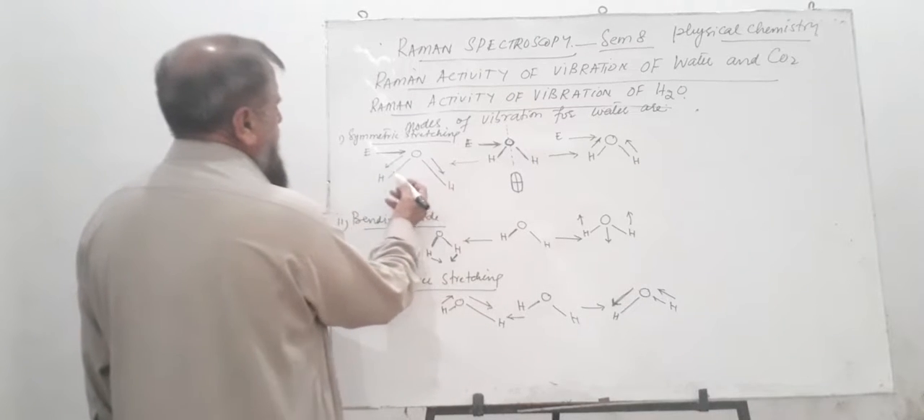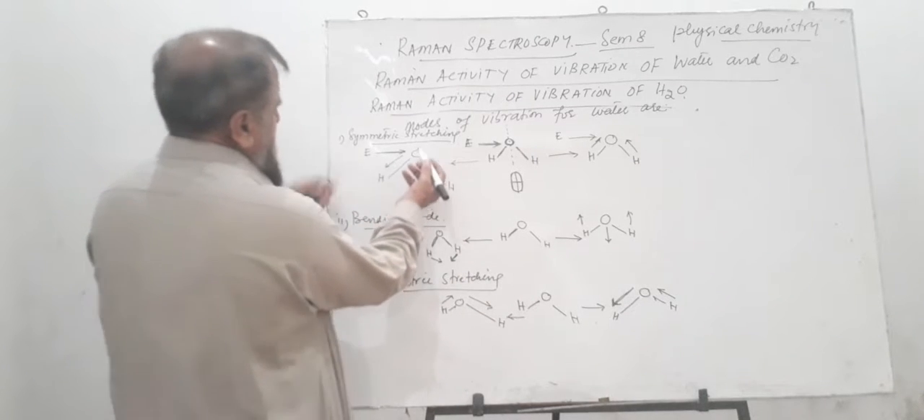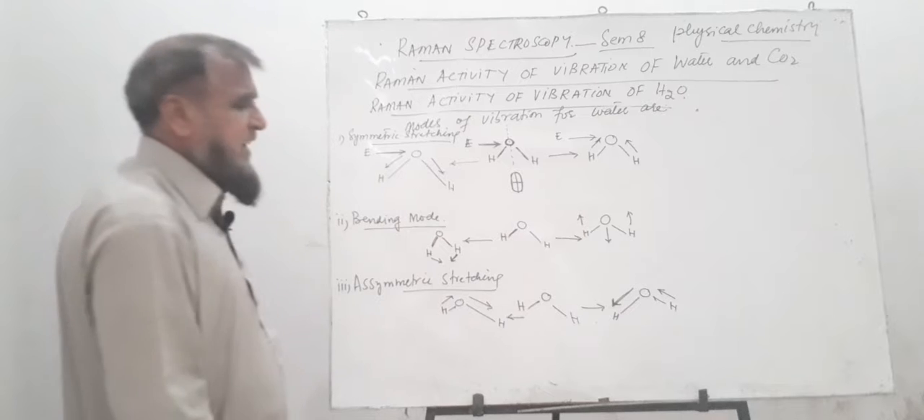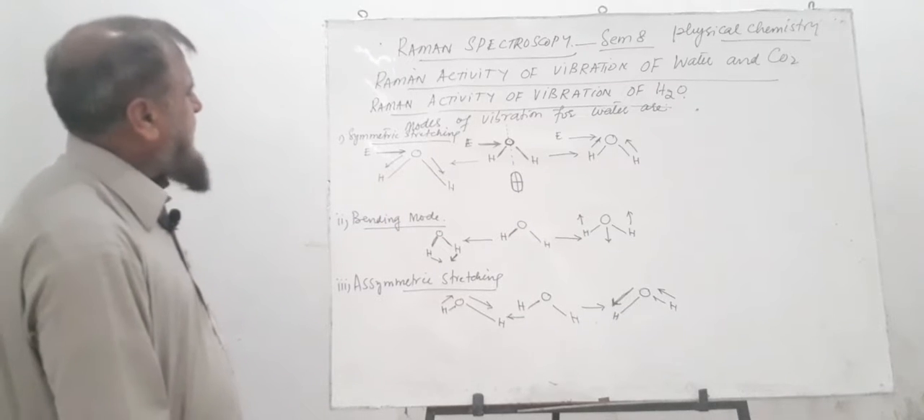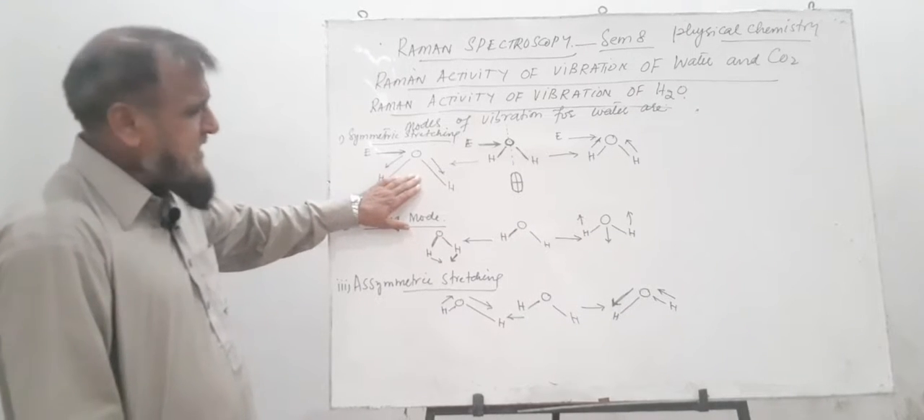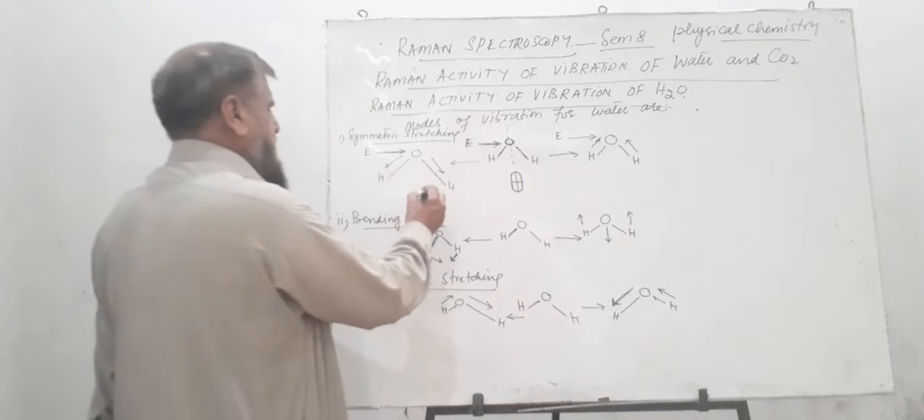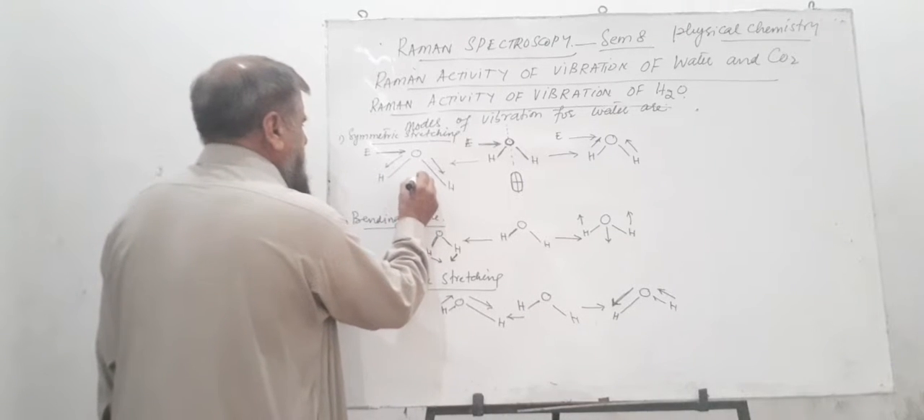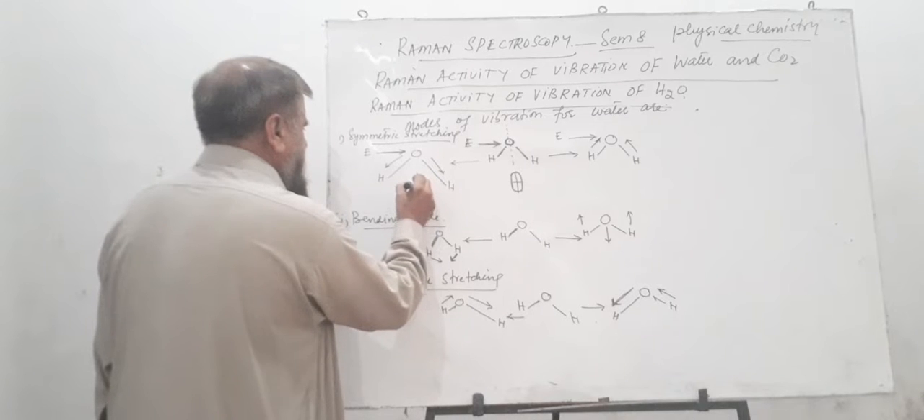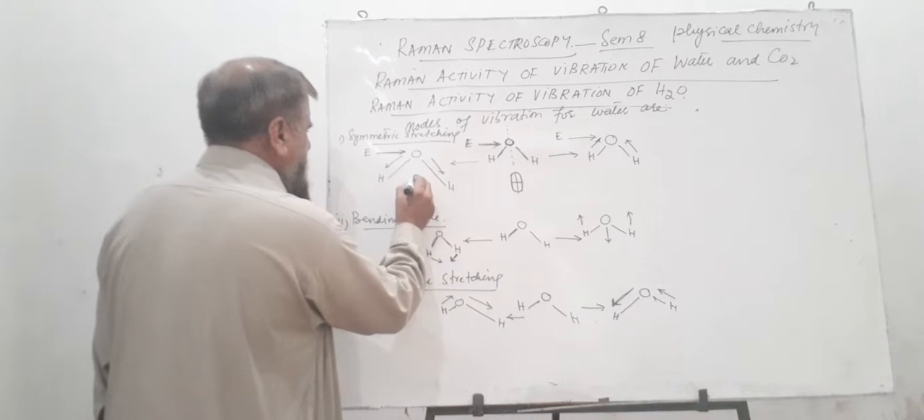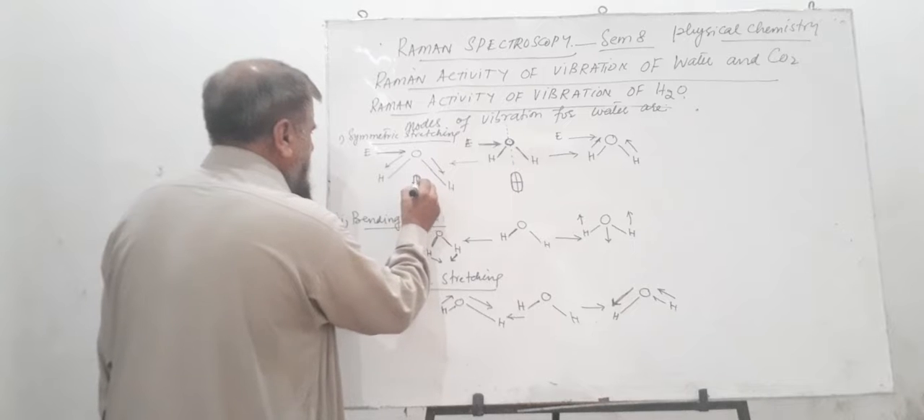When we move towards left side, the bonds are expanding and the polarizability increases as the bonds expand. Therefore, the polarizability ellipsoid will be smaller in size. As in this case we have a higher polarizability, therefore it will be represented by a smaller ellipsoid.